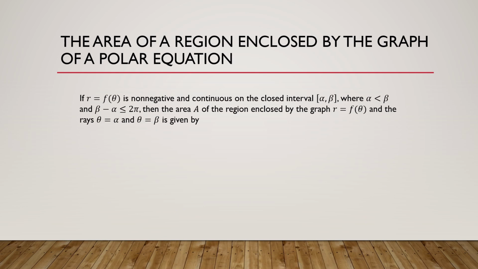If r equals f of theta is non-negative and continuous on the closed interval alpha beta, where alpha is less than beta and beta minus alpha is less than or equal to 2 pi, then the area A of the region enclosed by the graph r equals f of theta and the rays theta equals alpha and theta equals beta is given by the integral from alpha to beta of 1/2 r squared d theta.